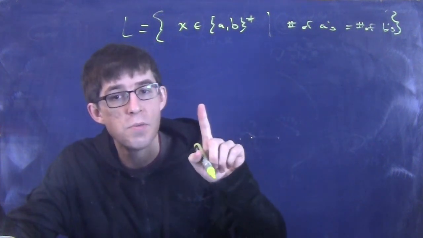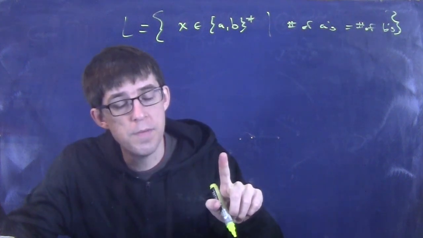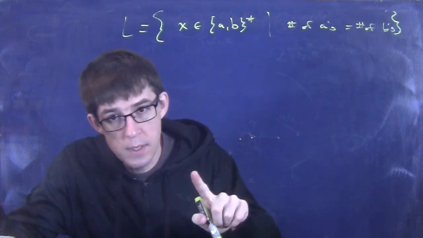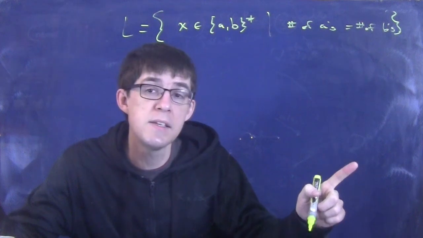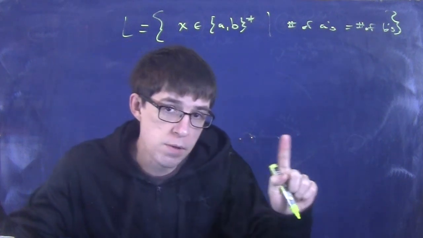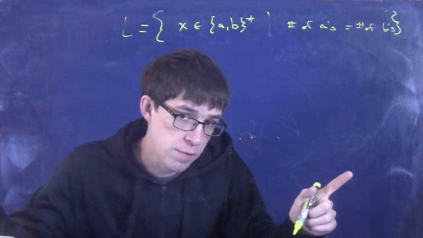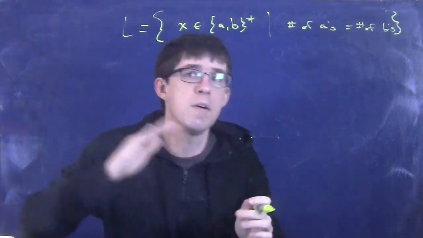Remember, the strategy is we're going to mark off the first letter that we see and then go find a balancing letter. So if we marked an A first, we go look for a B. If we marked a B first, we go look for an A. So there's going to be kind of two parallel things.